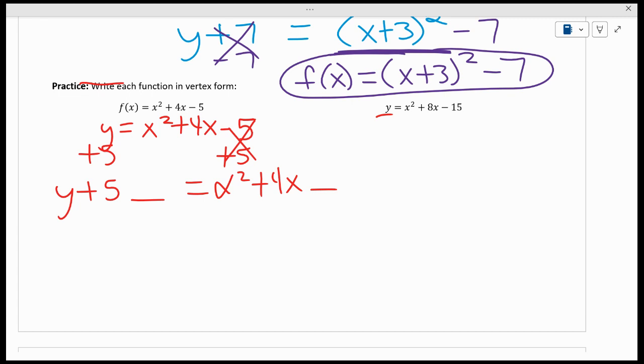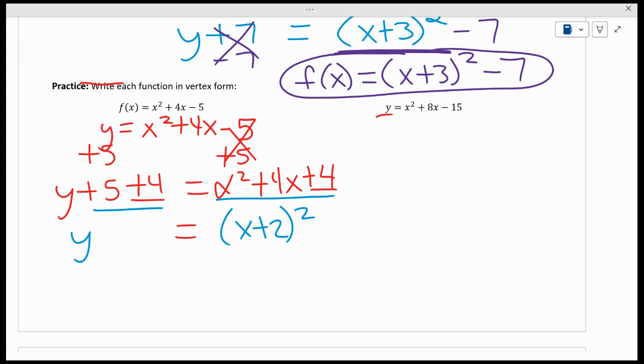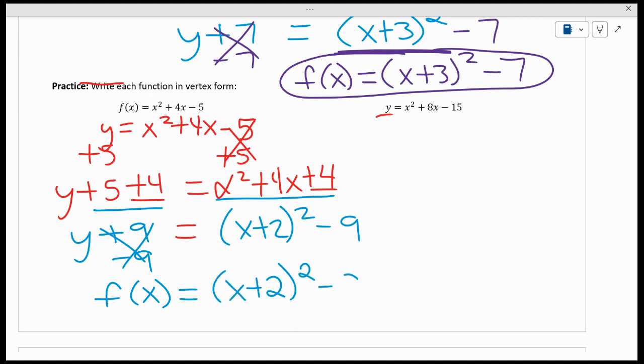Off to the side, you got to use b over 2 squared, but in this case, that would just be 4. So I'm going to add 4 to both sides. This is now a perfect square trinomial, which would factor into x plus 2 squared. And on this side, I would add 5 plus 4, which is 9. Move the 9 back over. So I'm going to subtract it. And then change the y back to f of x. F of x equals x plus 2 squared minus 9.